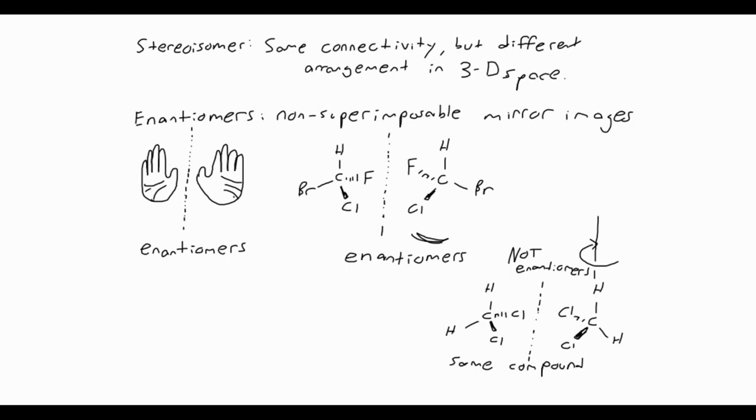So another word we have for these stereoisomers or enantiomers is that they're chiral molecules. So these are chiral. Your hands are considered chiral. And these compounds would be achiral. So this dichloromethane is achiral because it doesn't have an enantiomer. Its mirror image is the same compound as itself.